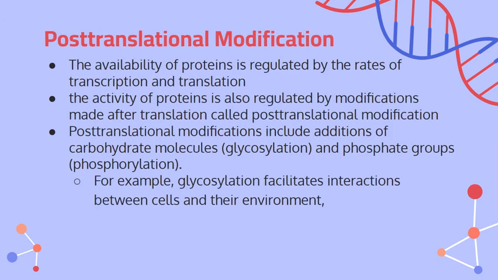So the availability of proteins is regulated by the rates of transcription and translation. The activity of proteins is also regulated by modifications made after translation, called post-translational modifications. These include the addition of carbohydrate molecules and phosphate groups. So we can see glycosylation facilitates the interaction between cells and their environment. So it's very important that we add these post-translational modifications to these proteins before they become completely functional.